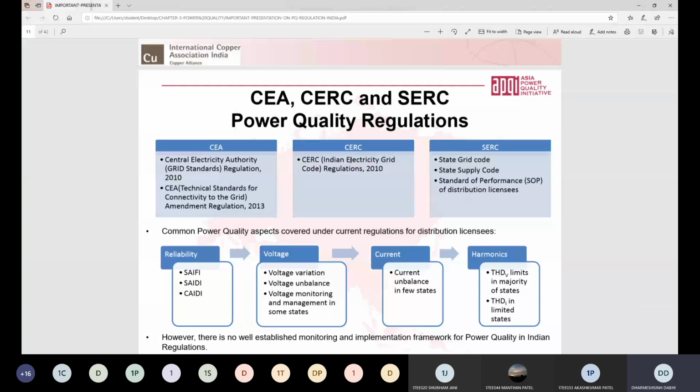The third one is CAIDI. Its full form is Customer Average Interruption Duration Index. Its equation is the total duration of sustained interruptions in a year divided by the total number of interruptions. Here it is divided by the total number of interruptions. So these are the basic three reliability criteria.